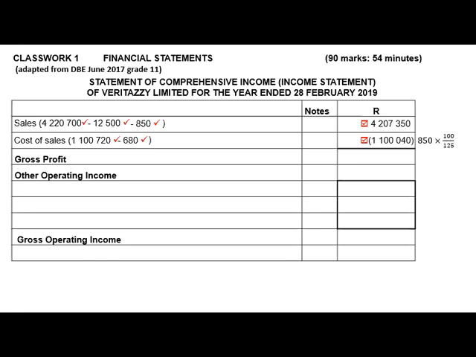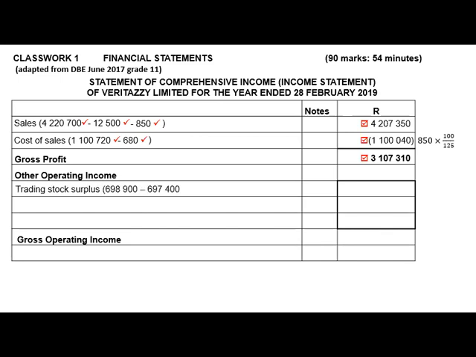Make sure you put it in brackets, please. Cost of sales is an expense. We put it in brackets because we have to subtract it from sales. So to calculate your gross profit, you will take the 4,207,350 minus 1,100,040. Your gross profit amount will be 3,107,310. That's it.